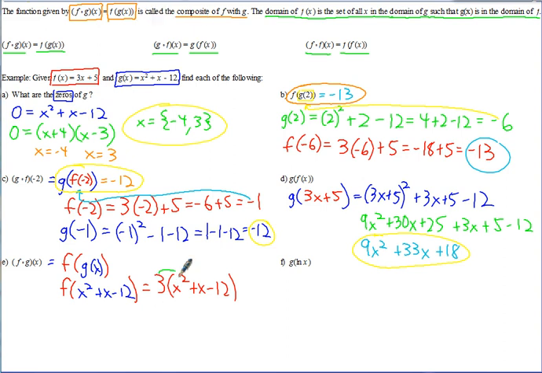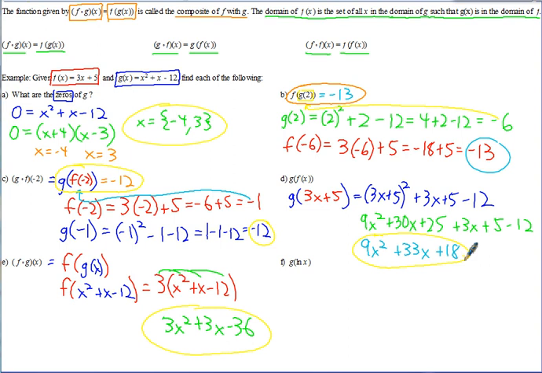Gives us 3 times x squared, 3x squared, 3 times x, 3x, 3 times negative 12, negative 36. So notice, it doesn't make a difference here. f of g, same two functions, f and g. g of f of x was 9x squared plus 33x plus 18, but f of g of x was 3x squared plus 3x minus 36. So which function is inside does make a difference. You can see with those two.